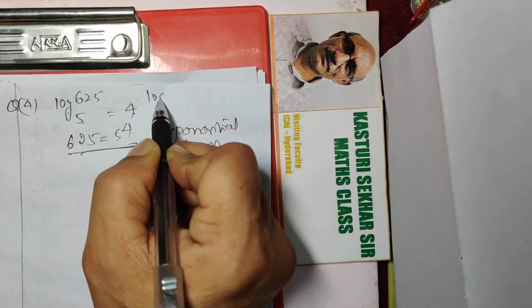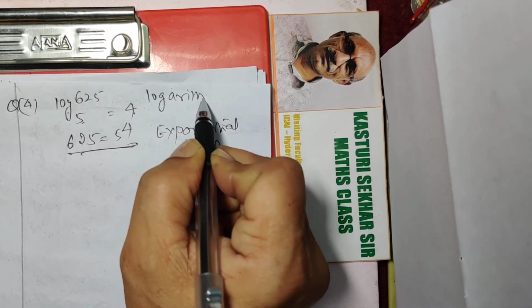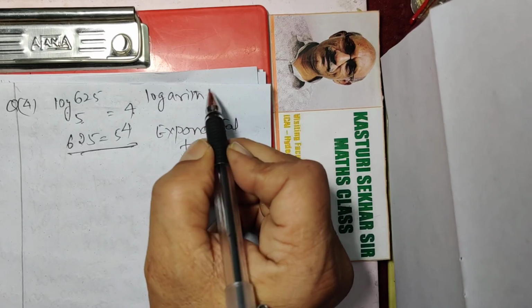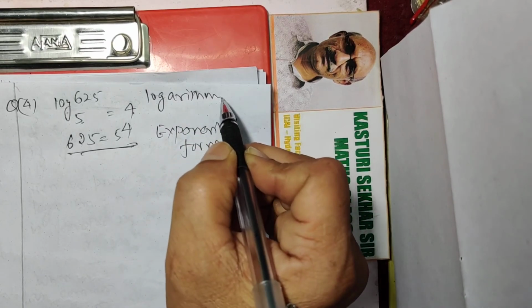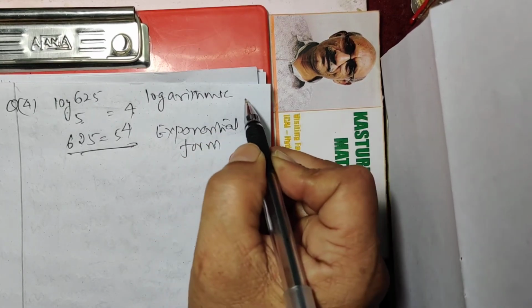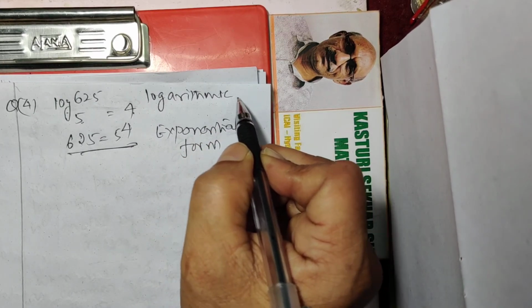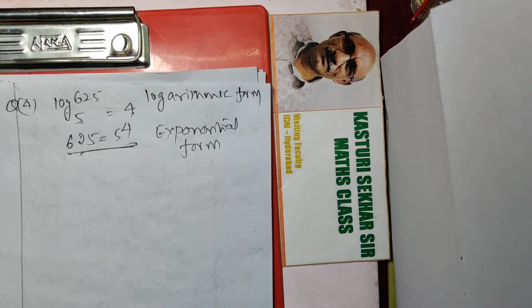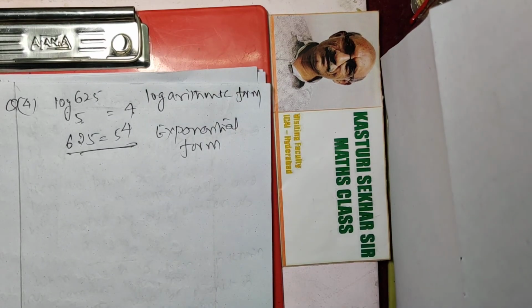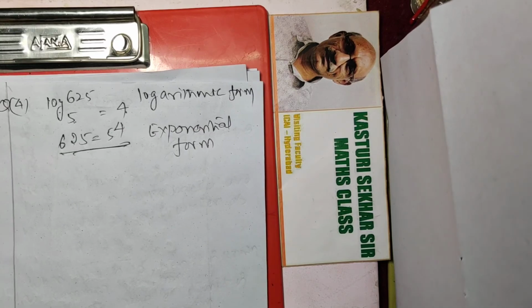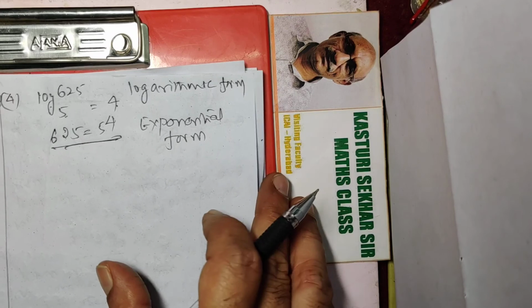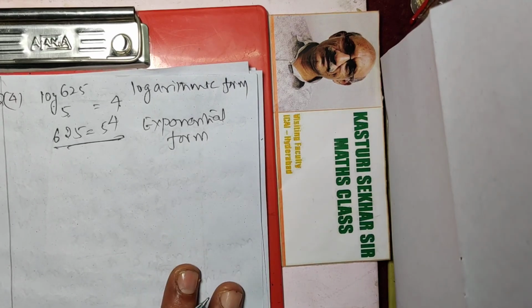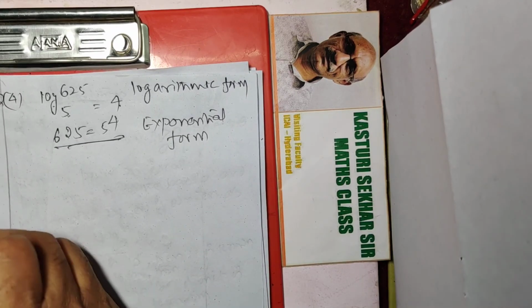This is logarithmic form. When logarithmic form is given, you can convert this one into exponential form. When exponential form is given, you can convert this one into logarithmic form. Okay, sir. Next, see the third concept.